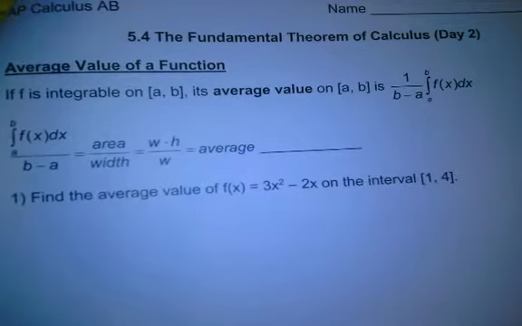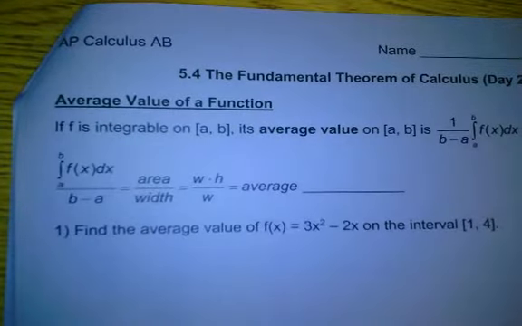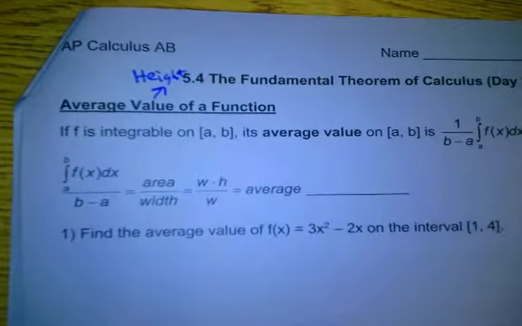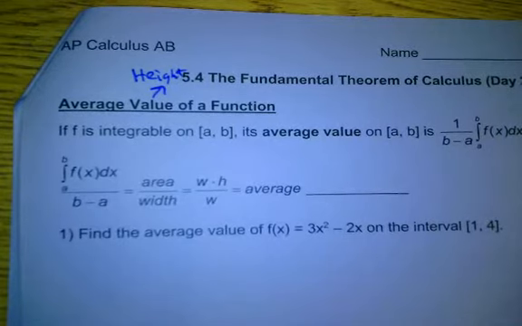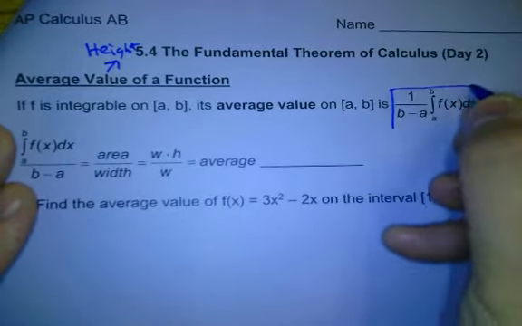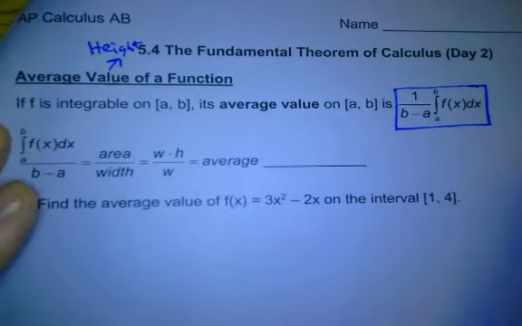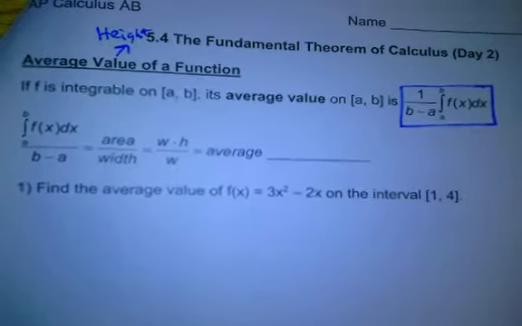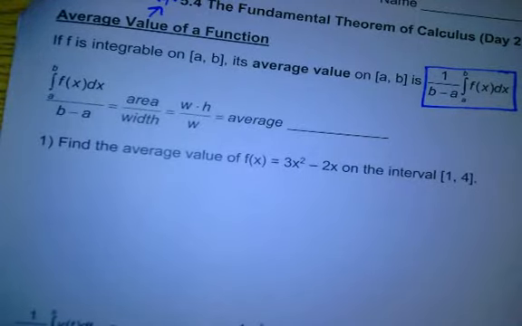Okay, we're going to do the fundamental theorem of calculus 2. Before we get there, we're going to talk about the average value of a function, which also means the average height of the function. If f is integrable, then here is your average value formula. You're going to integrate the function from a to b, but you're going to divide by the difference of the range. That is the average value, or the average height of a function.